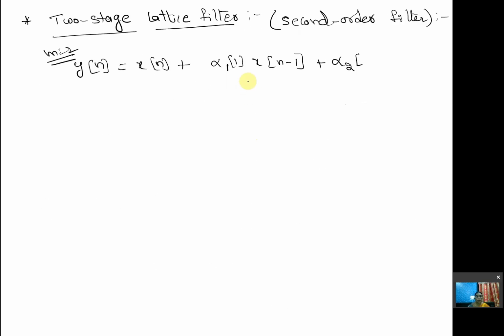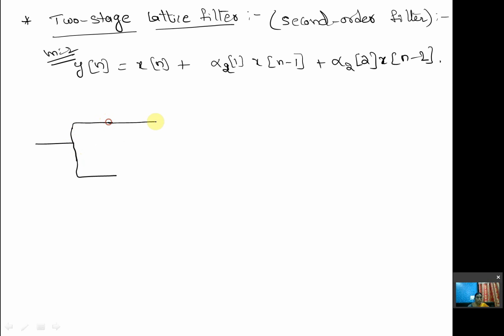So see here alpha 2 of 1, here also alpha 2, right? In the first order you have alpha 1 of 1, but in the second order alpha 2 of 1, alpha 2 of 2, in the third order alpha 3 of 1, alpha 3 of 2, alpha 3 of 3, in the mth order alpha m of 1 and alpha m of 2, and so on, alpha m of m, like that. It's okay, right? Now x of n minus 2. Now see how can I realize this one with respect to lattice structure.